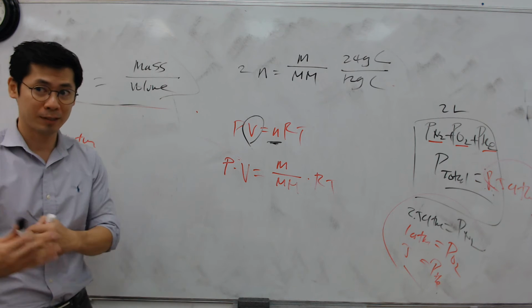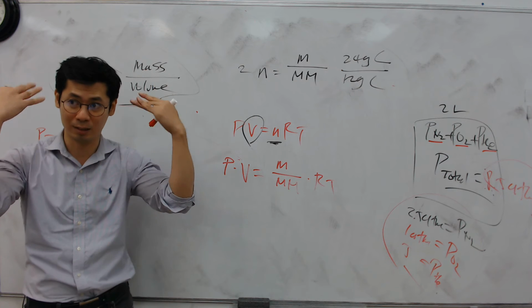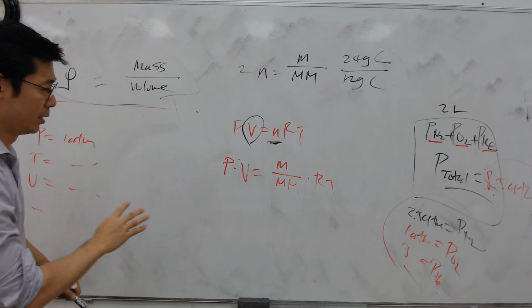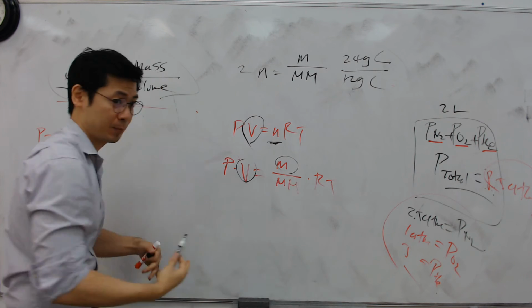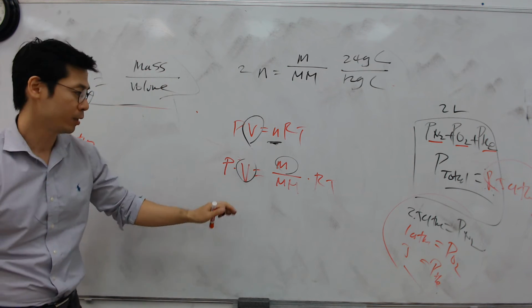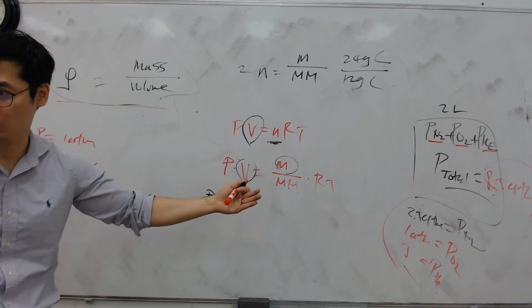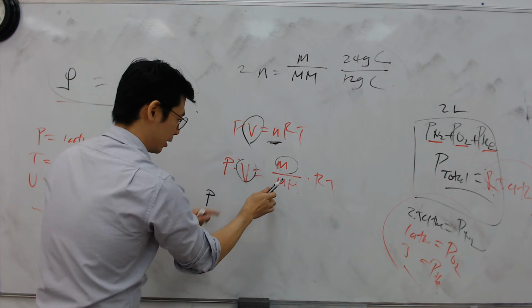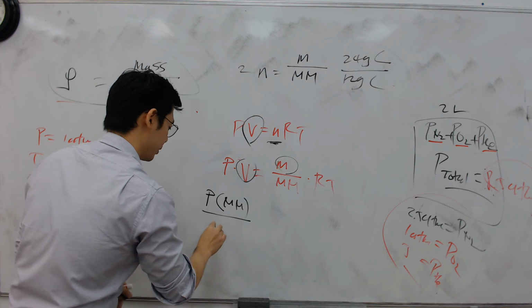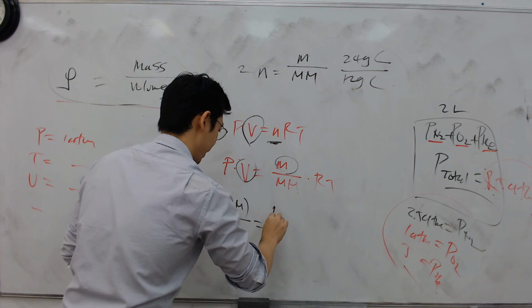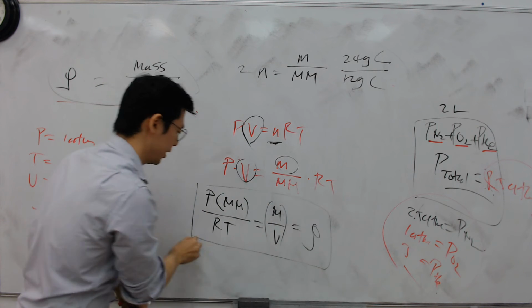So if someone tells me to write the equation for the density of a gas, I can't do it from memory. I can derive it, but it's not in my head. So how do I get mass over volume? I have a mass here, I have a volume there. This becomes simple math now: cross multiply. Pressure times the molar mass of the gas divided by RT is equal to mass over volume, which is equal to density. That is the equation for the density of an ideal gas.